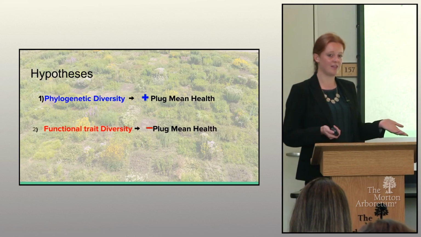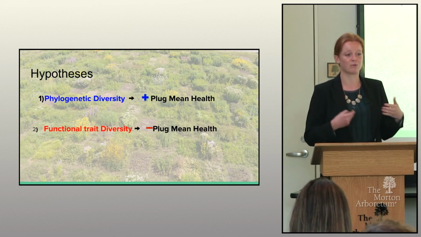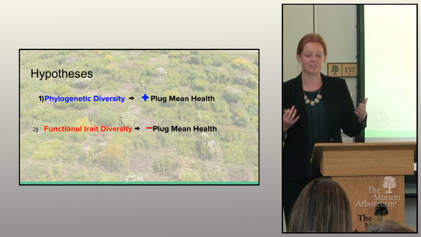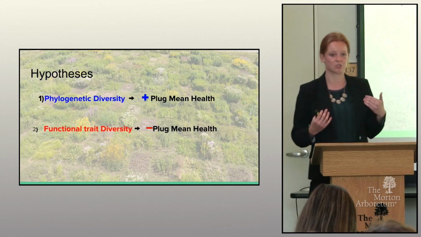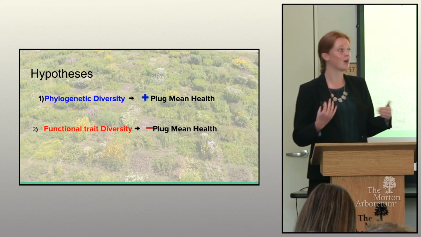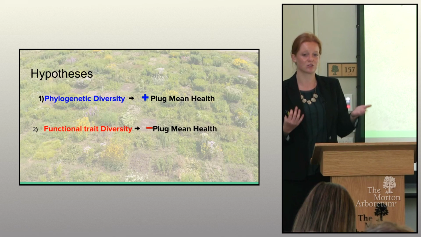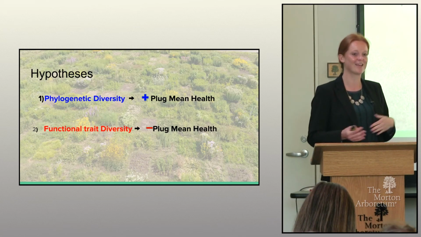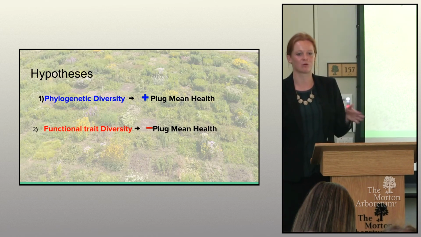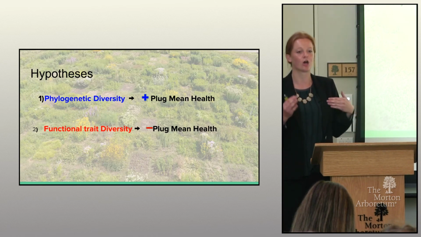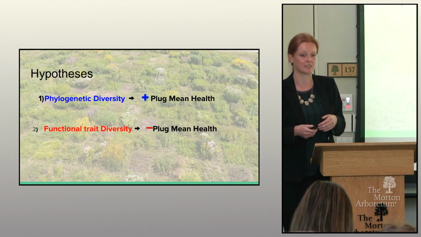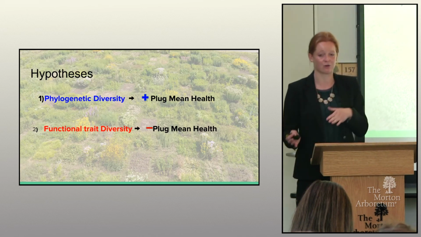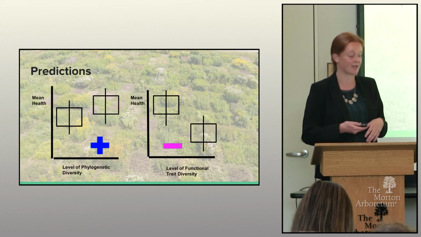So this led me to hypothesize that phylogenetic diversity would positively correlate with the mean health of the plants because more niche space is being used up and symbiotic relationships are being established. I also hypothesized that higher functional trait diversity would negatively correlate with the mean health because of competitive interactions where maybe the more dominant species are suppressing the growth of the smaller species. Both of these are not going on at the same time. We just want to see if either one of them or neither of them are happening.